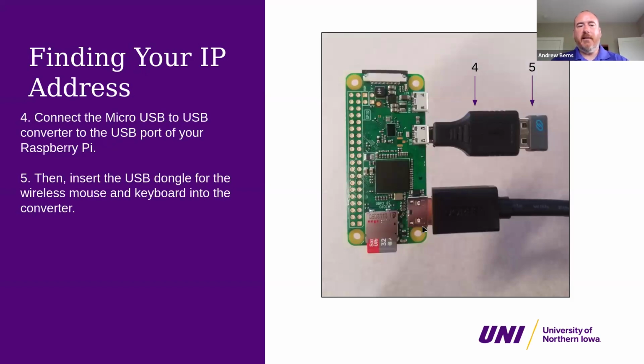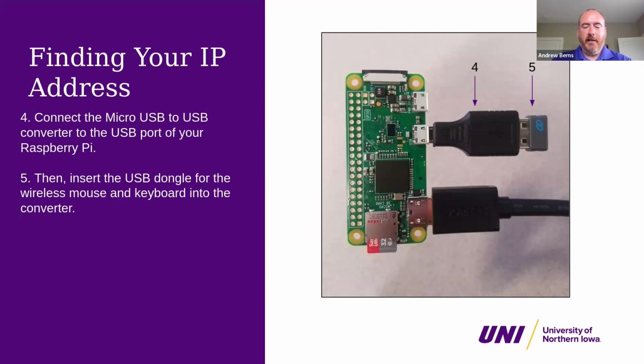Then you're going to go ahead and connect the micro USB to USB converter, and then you're going to connect a USB dongle for wireless mouse and keyboard. If you don't have a wireless mouse and keyboard, that's okay. I'll show you when we walk through how you get the IP address. I'll show you how to do it using just a keyboard, so that if you don't have a combo like that, you can still do the project.